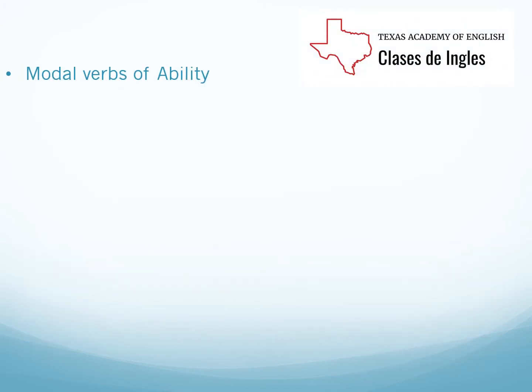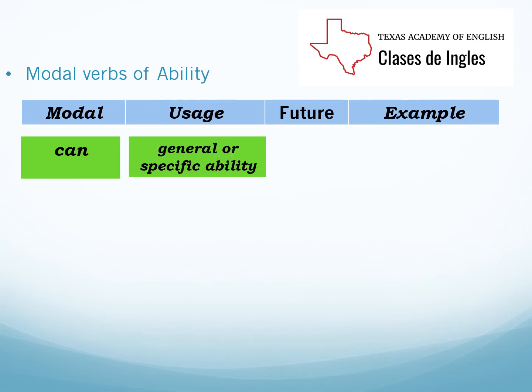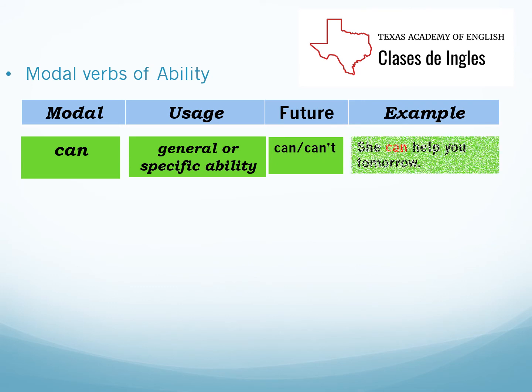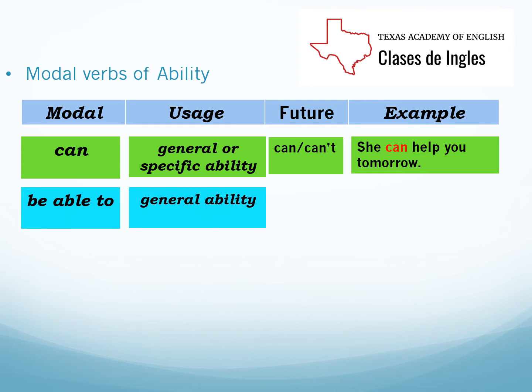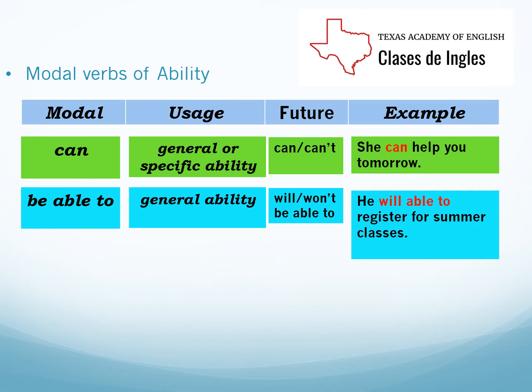So continuing with the ability, but this time in the future tense. Can, again, it's general or specific ability. In the future, we say can or can't. And she can help you tomorrow. Or be able to, again, general ability. Will or won't be able to. He will be able to register for summer classes.